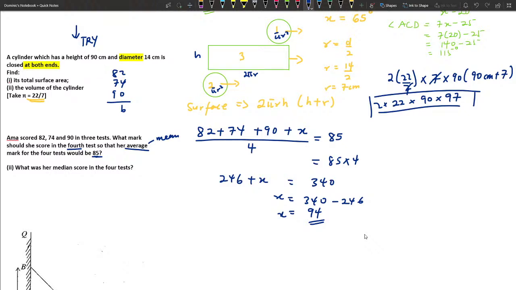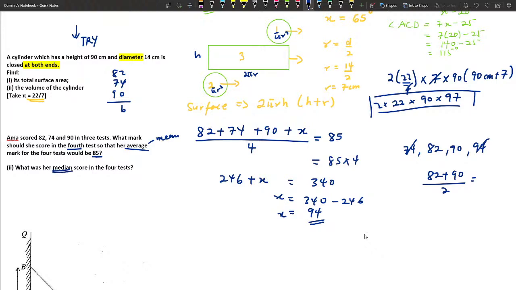The second part is asking what was her median score for the 4 tests. Once we know the 4 tests, all we need to do is line them up in order. So 74 followed by 82, followed by 90, followed by 94. So we have 2 data in the middle, so 82 plus 90 all over 2. You have to order it from smallest to biggest or biggest to smallest. Don't leave it that way.